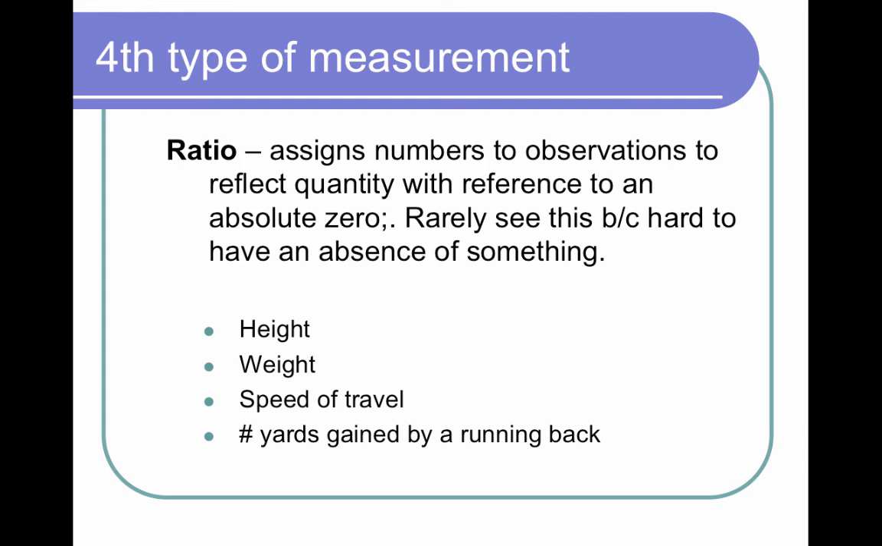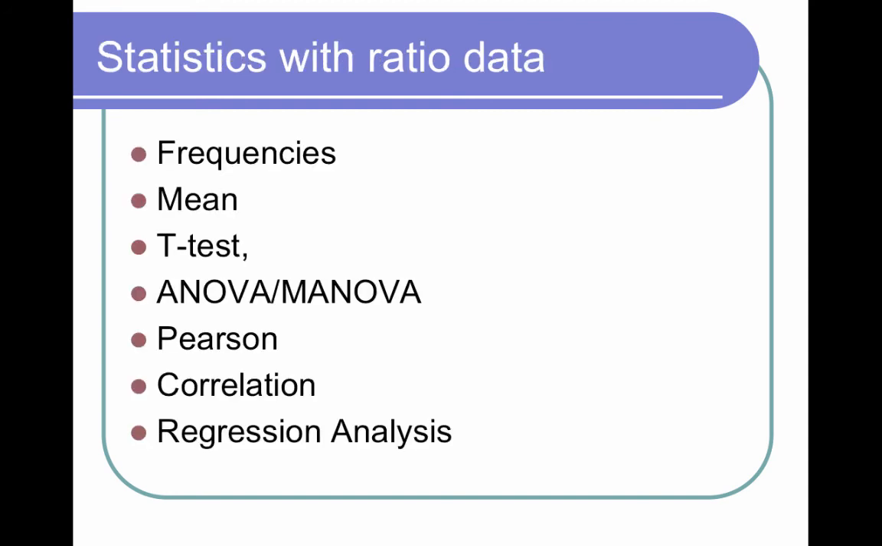But that's when we can still put things on a continuum, like we've done with interval and ordinal, but in this case, there is an absolute zero. Think about height. There, you start at 0 and you go up from there. Weight, 0. Speed of travel is my favorite example because you can imagine that you're looking at that speedometer and you have it set on 0 and then you start driving. So that is ratio measurement, when you have an absolute 0.